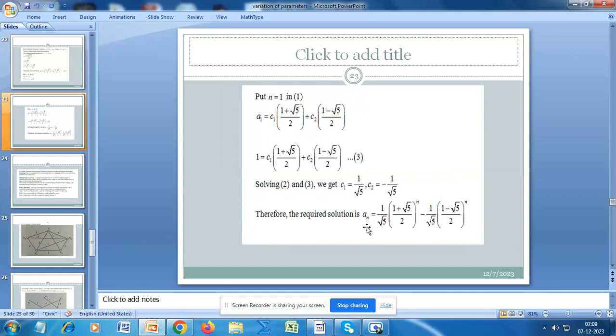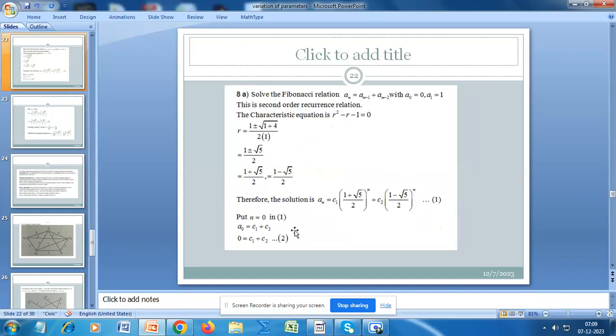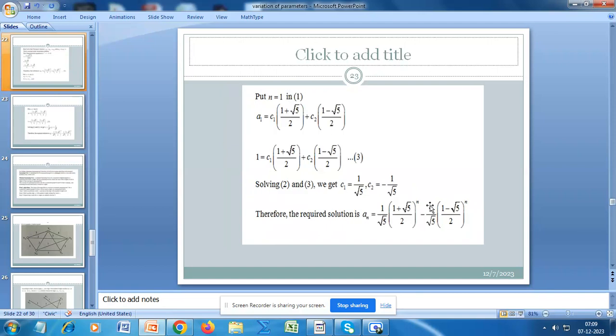Therefore, the solution is an is equal to, you simply substitute c1, c2 in this equation 1. You can get an equal to 1 by root 5 into (1 plus root 5 by 2) whole power n minus 1 by root 5 into (1 minus root 5 by 2) whole power n.